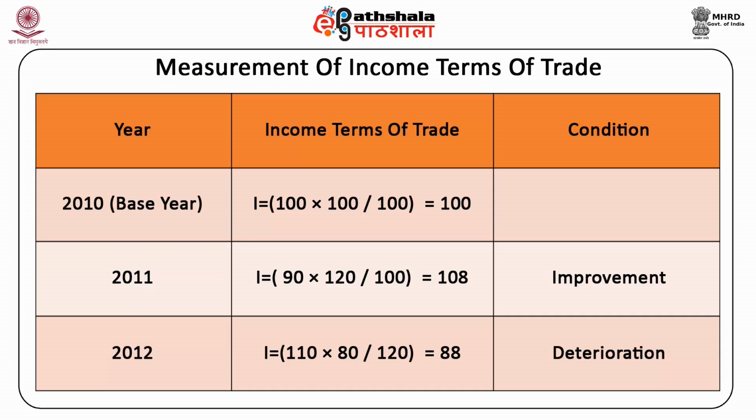A 10% decrease in the export price index is matched by a 20% increase in the export quantity, so that in the end we notice that there has been an 8% improvement in the income terms of trade in 2011 as compared with the base year 2010.